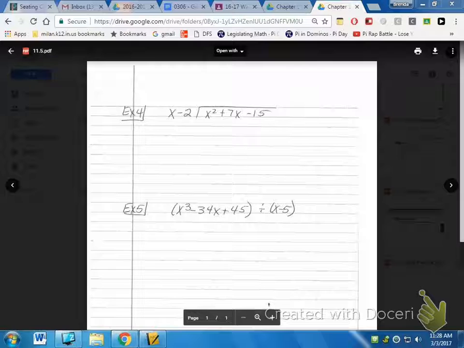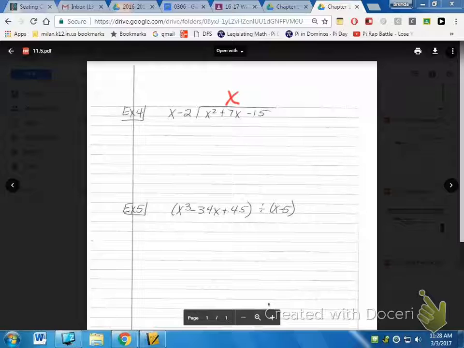What you do is you decide what times this term gives you this term. That's how this is going to work every time. What times the first term out here would give you the first term in the polynomial. So, what times x gives me x squared, Avery? X. And you write it above the x column.